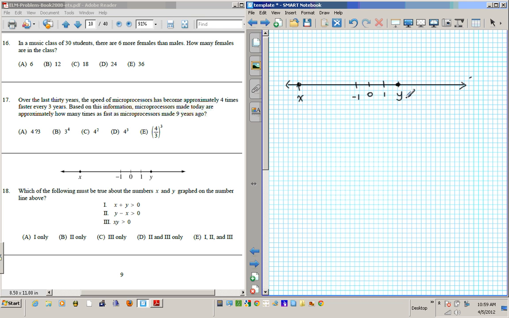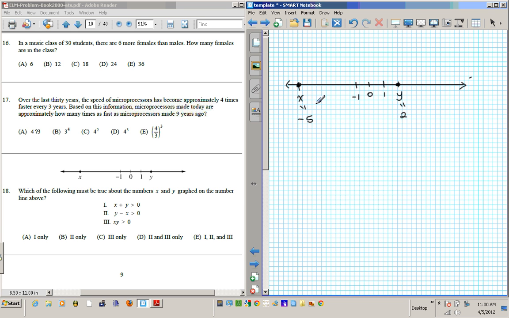Okay, so what can we guess that y is? I can guess that y is 2. Is that a fair guess? It looks like 1, 2, right? What can I guess that x is? I can guess that it's, let's say, -5. Okay, because it's much further from 0 than y is.